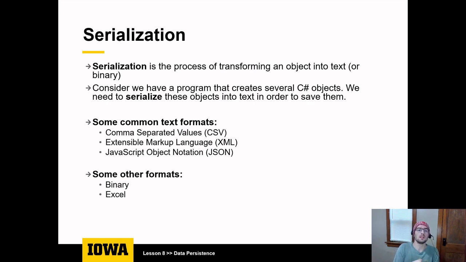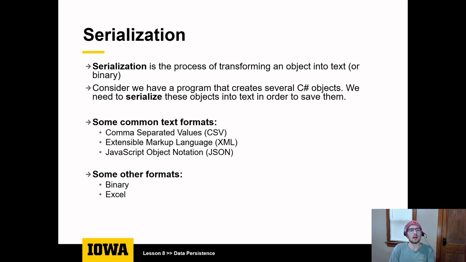So we need to transform our C# object into something that our file system can store, and we will call this process, this transformation, serialization. Okay, so for the purposes of our course, serialization is going to be the process of transforming an object into text, and it's helpful if the text that you give the file system follows some standard format.